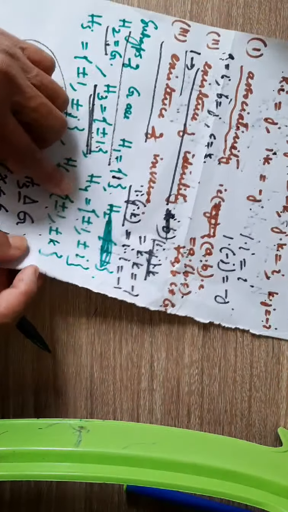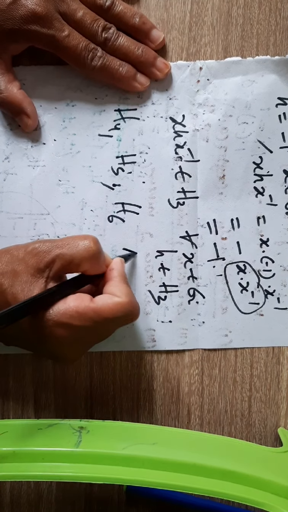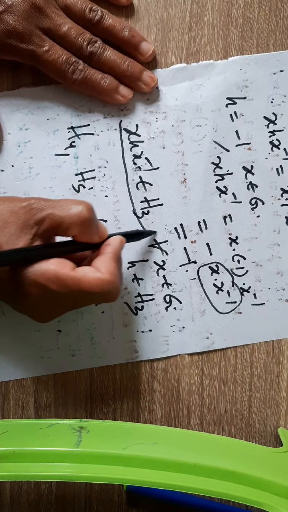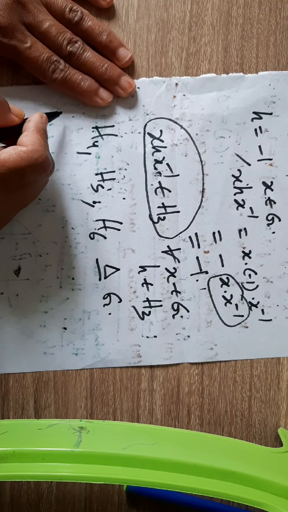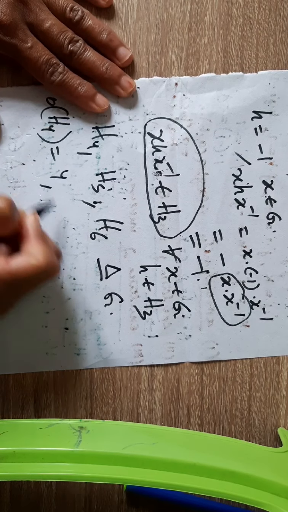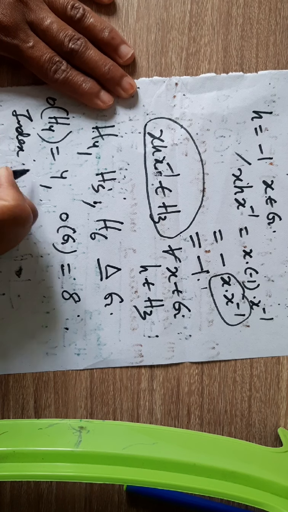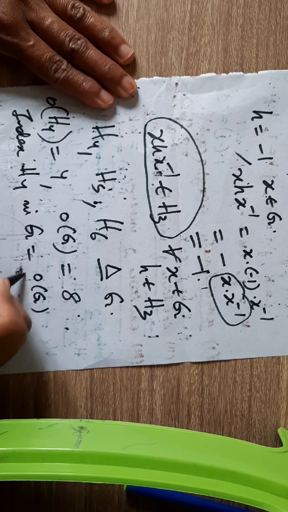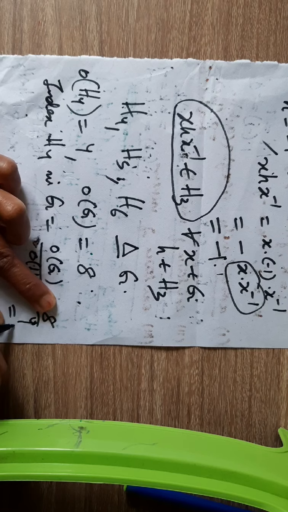However, H4, H5 and H6, these are also normal subgroups of G. Why? For this one, we need not prove it by using the definition. Straight away, we can use that theorem on index. What is the order of H4? Order of H4 is equal to 4. Order of G, which contains 8 elements, is 8. Now, index of H4 in G is equal to order of G divided by order of H4, which is equal to 8 by 4, and this is equal to 2.